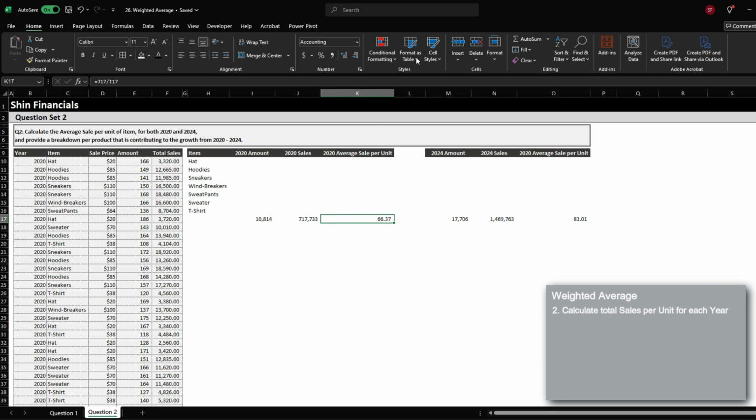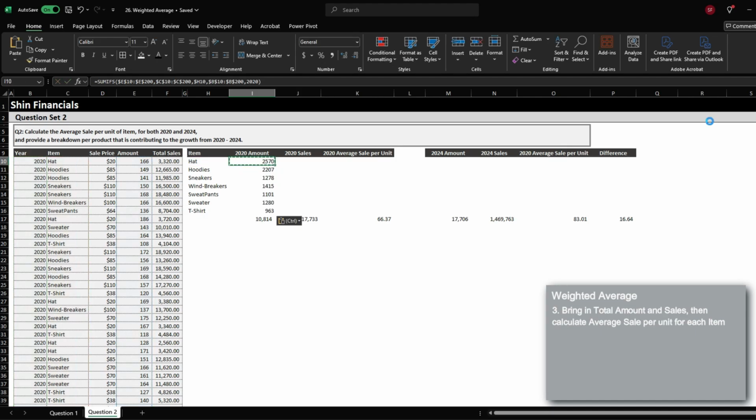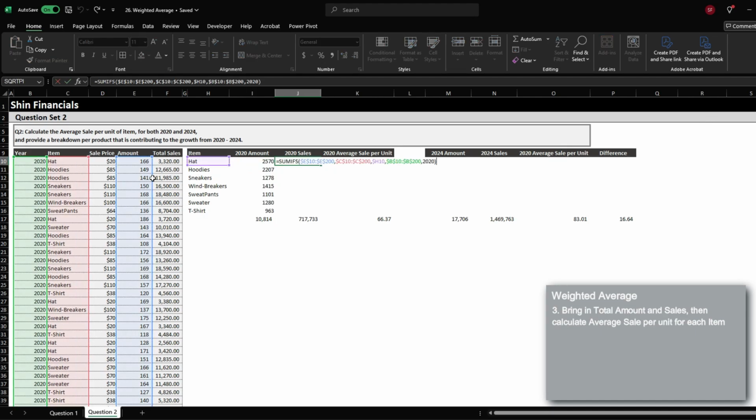So now we need to identify exactly which items are contributing to the growth of about $16.64. So let's call this difference. So let's first bring in the amount by the item. And then the year is going to be 2020. Let's move this to assess the sales.